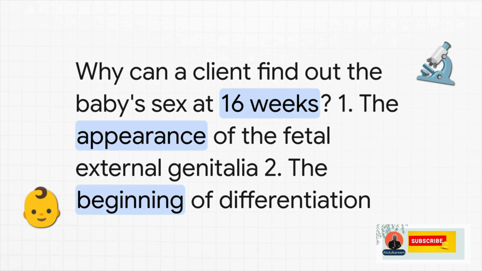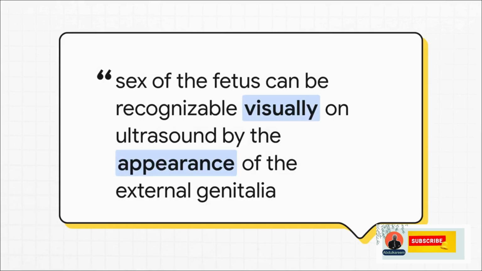Think back to that timeline. And there's our answer. It all comes down to timing. Differentiation starts way back at week 9, sure, but you can't see anything on an ultrasound until around week 16, when the external genitalia have actually appeared. Knowing the difference between when a process starts and when it's observable is what gets you the point.